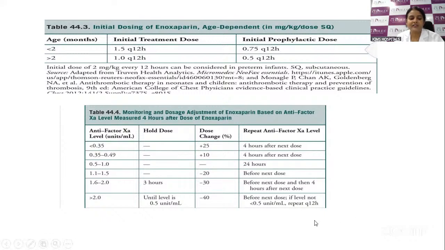If the anti-factor level is 1.1 to 1.5, then the enoxaparin dose has to be reduced by 20%, and the factor 10A level has to be checked before the next dose. If the factor 10A level is 1.6 to 2, then enoxaparin has to be held for 3 hours, the dose reduced by 30%, and the 10A factor level checked before the next dose and then 4 hours after the next dose. If it is more than 2, then enoxaparin has to be held until the level is 0.5 unit per ml, and the dose reduced by 40%, and the level checked before the next dose. If the level is not less than 0.5 units per ml, then it has to be repeated every 12th hour.